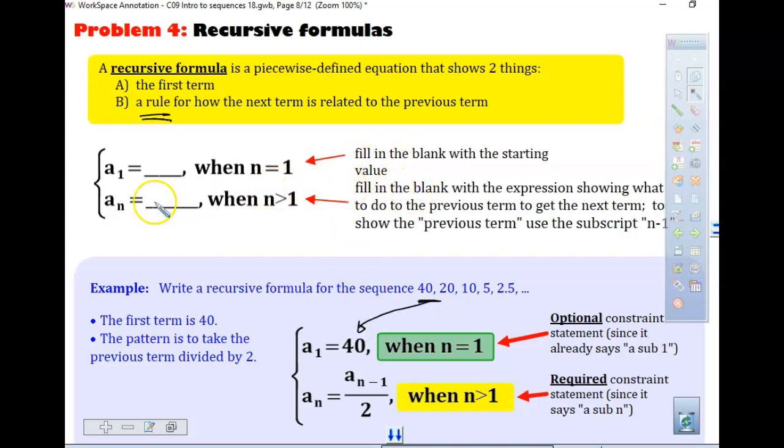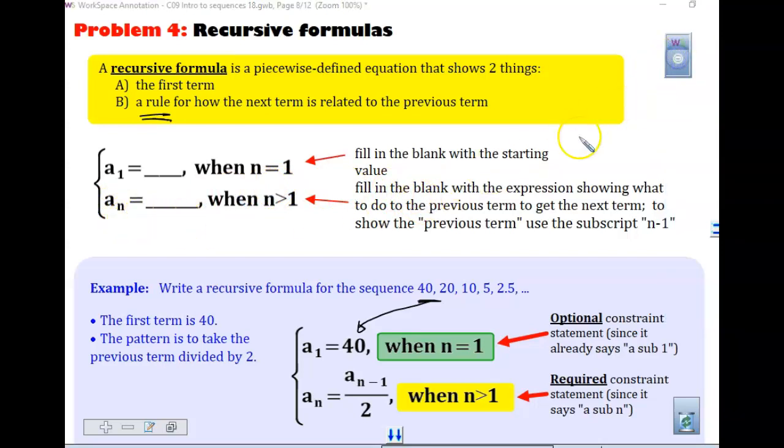Then it says, for the second part, a sub n, you're just trying to fill in how do you get the next number. So this is going to be an expression that shows us what to do to the previous number. Are you adding? Are you subtracting? Are you dividing to get the next term? The previous term, okay?